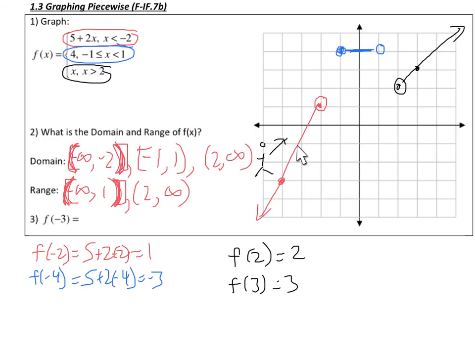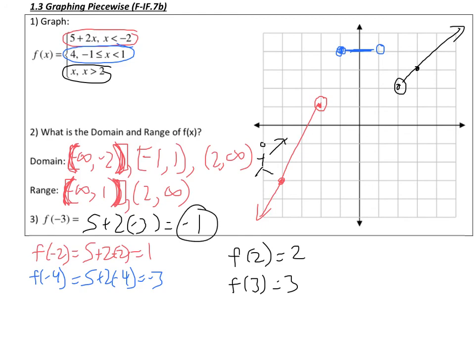If we're going to find f of negative 3, look at all the intervals. Which interval is negative 3 in? Is it less than negative 2? Is it between negative 1 and 1? Or is it greater than 2? Where is negative 3? It's the first one, right? So what that's telling me is I need to take that first equation and plug in my negative 3 to it. And there's my answer.